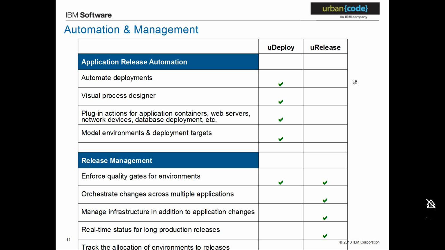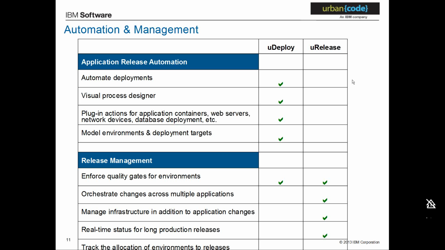So while we talk about automation and management, we know that uDeploy automates deployments. uDeploy also has a visual process designer. The process designer is a flowchart kind of thing that we saw in the slides before, which helps you define the process of deployment.